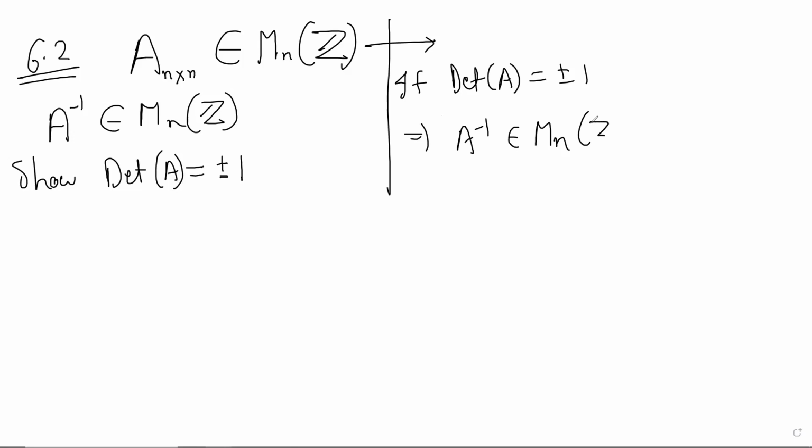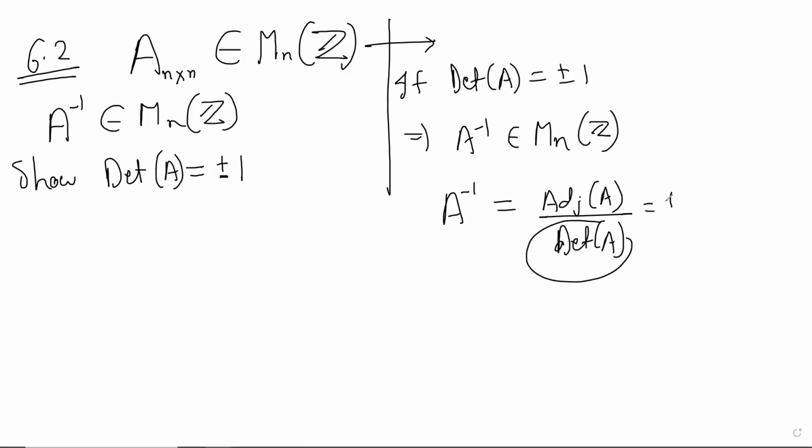This is trivial, right? Because you know that A inverse is basically the adjugate of A divided by the determinant of A. The adjugate of A obviously has integer coefficients the way it is defined, and the determinant is plus minus 1, so this will also be in M_n(Z). So this direction is trivial.